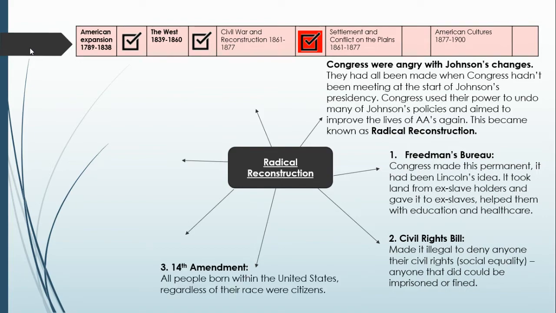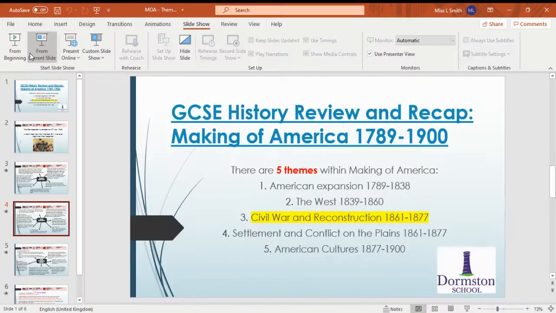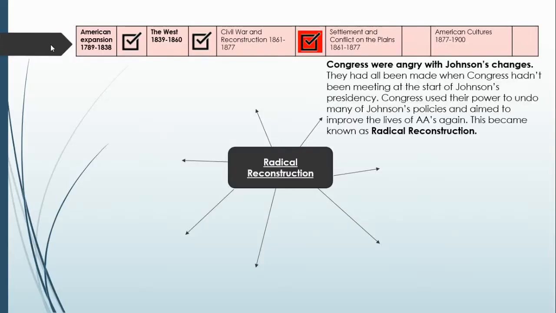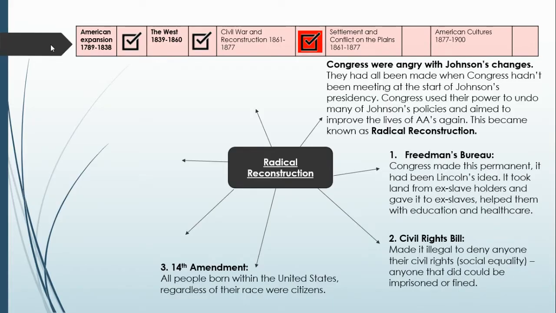Okay, we then have the 14th Amendment. So all people born within the United States, regardless of their race, were classed as citizens. Now, this is very, very important because it means that they are protected by the law. So the 14th Amendment makes people citizens, makes them protected by the law, regardless of whether you're white or black. Remember, the 13th Amendment gives African Americans their freedom because it bans slavery. The 14th Amendment makes them citizens, makes sure that they are protected by the law.